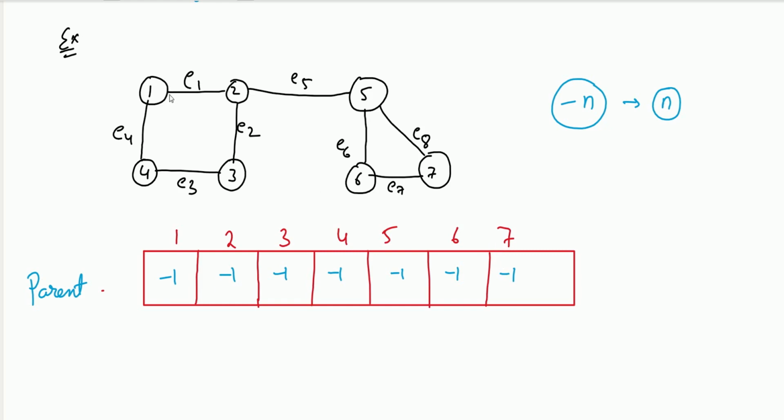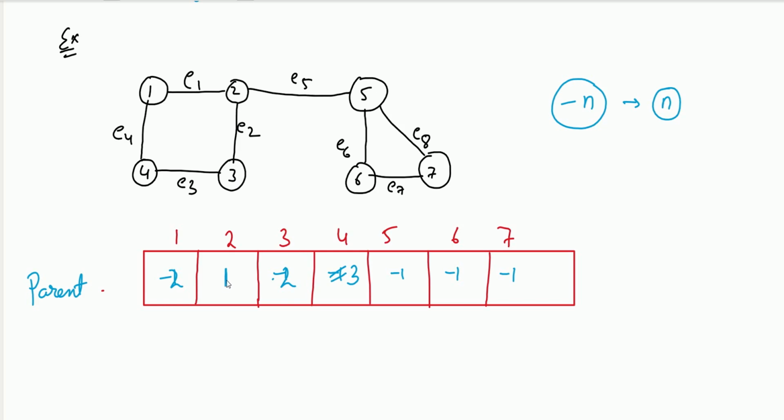Now let's try to add 1 and 2. The representative element of 2 will become 1, and here we will do -2. So we just do the union and put -2. Now let's say we are trying to add the edge E3, which is between 3 and 4. Parent of 3 is -1 and parent of 4 is -1. So we will just change the parent of 4 to 3 and make this -2.